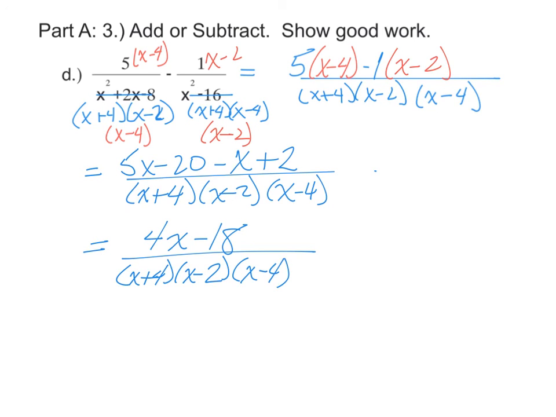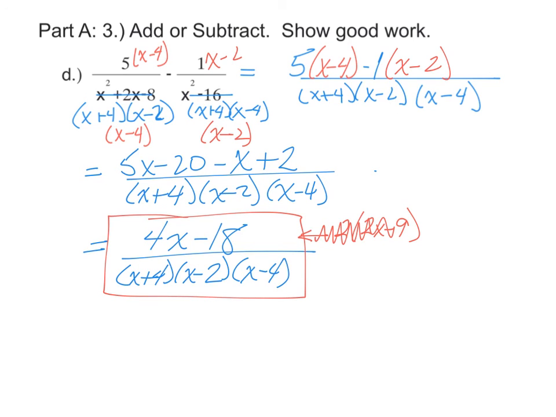You can try and factor the numerator, but I know that this thing is going to turn into 2 times 2x minus 9. And I know that neither of those two factors are going to cancel with anything in my denominator. So it's not necessary to go ahead and factor it. We just leave our solution as 4x minus 18 over those three factors of x plus 4, x minus 2, and x minus 4.